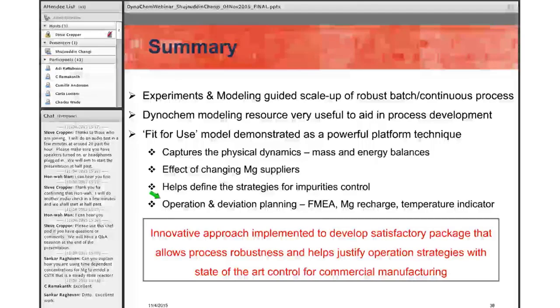Therefore, the goal was to share with you the innovative approach that we took to hopefully develop a satisfactory package which allows a robust process and justifies the operation strategies for running this Grignard process from lab scale to commercial manufacturing.